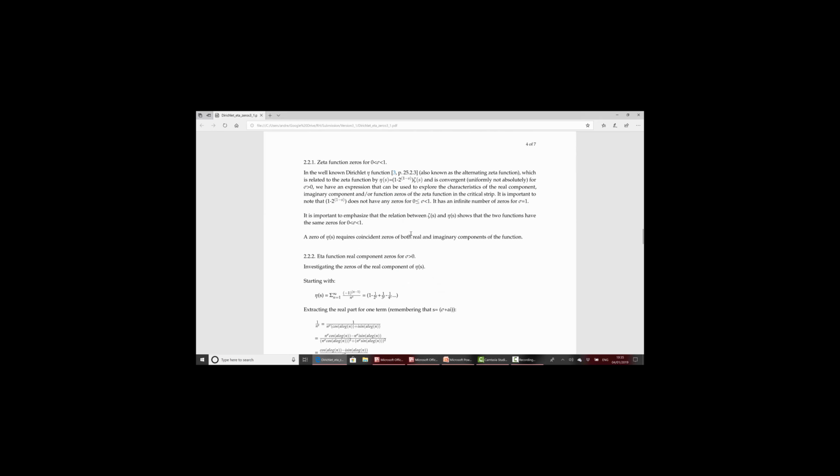The first step is to have a look at the Dirichlet eta function, also known as the alternating zeta function. It's related to the zeta function by this expression here. It is convergent, not absolutely, but it is convergent uniformly for sigma greater than 0. Now, because of that, we have an expression we can use to explore the characteristics of the real component, imaginary component, and/or function zeros of the zeta function in the critical strip.